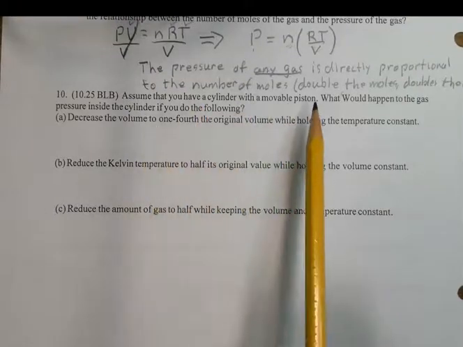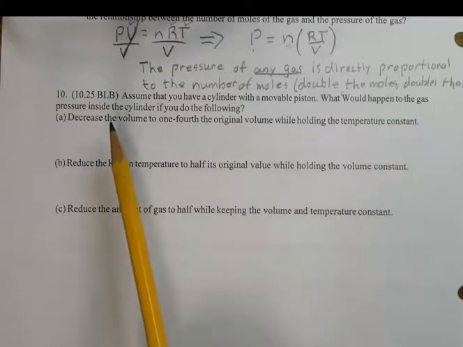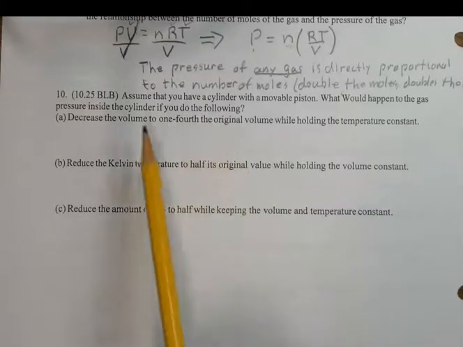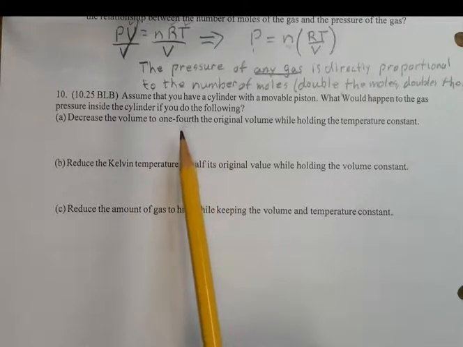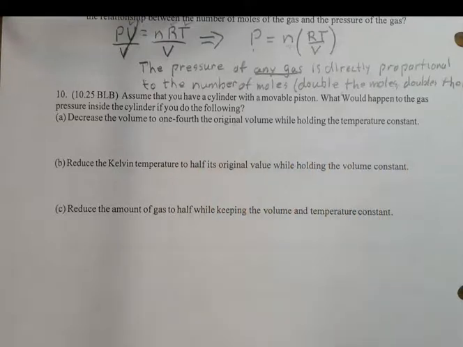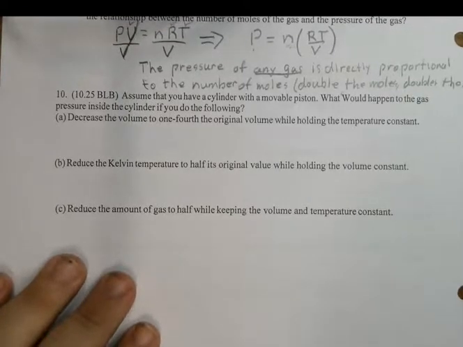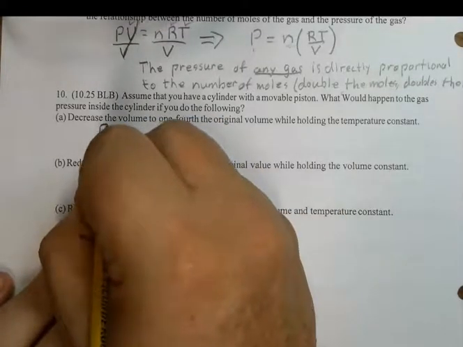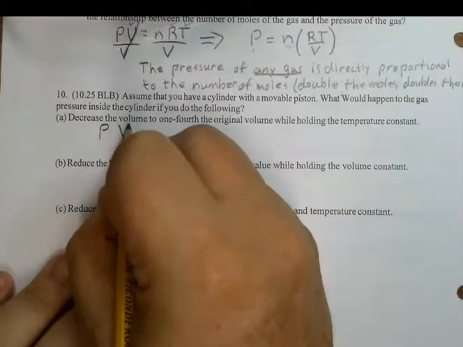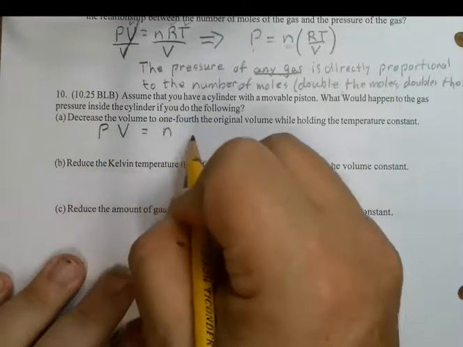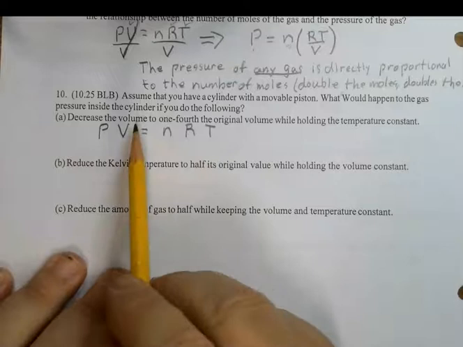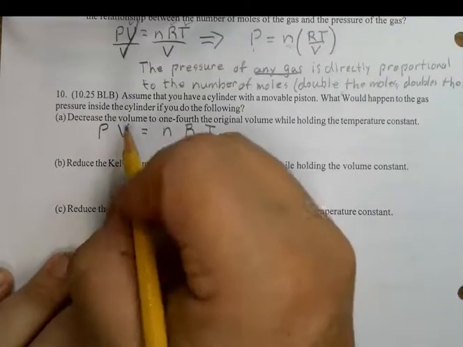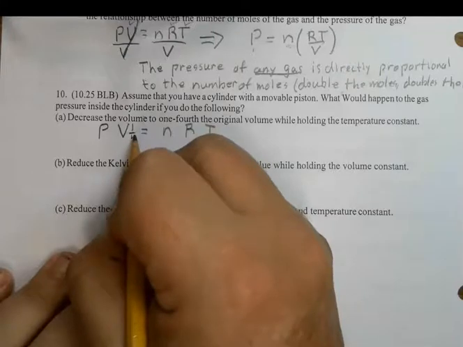You have a cylinder with a movable piston. What would happen to the gas pressure inside the cylinder if you do the following? You decrease the volume. So you push that piston down into the cylinder. So you decrease the volume to 1/4 the original volume while holding the temperature constant. So the way we can do this is, let's just set up the ideal gas law. So P, and then kind of space things out here, V equals nRT. And so we've decreased the volume to 1/4. So we're going to multiply volume by 1/4.